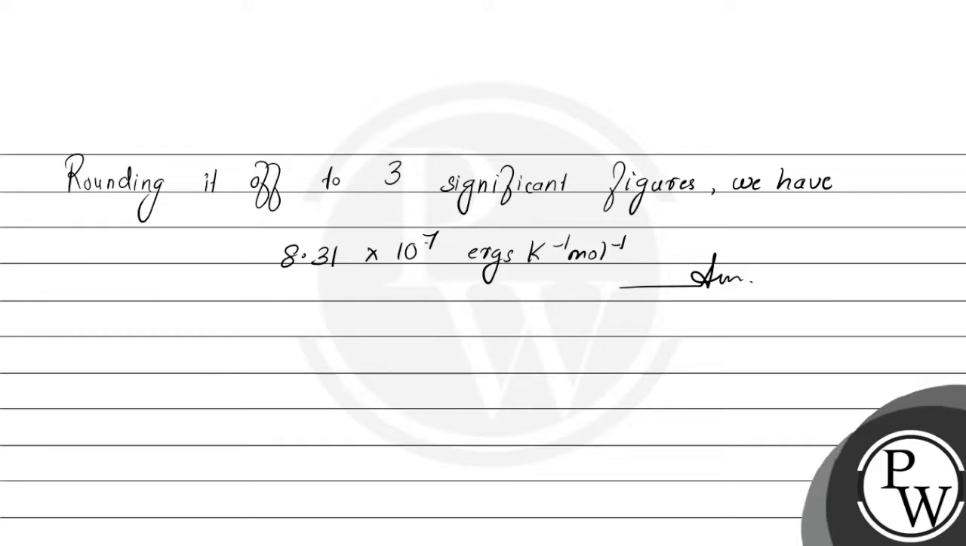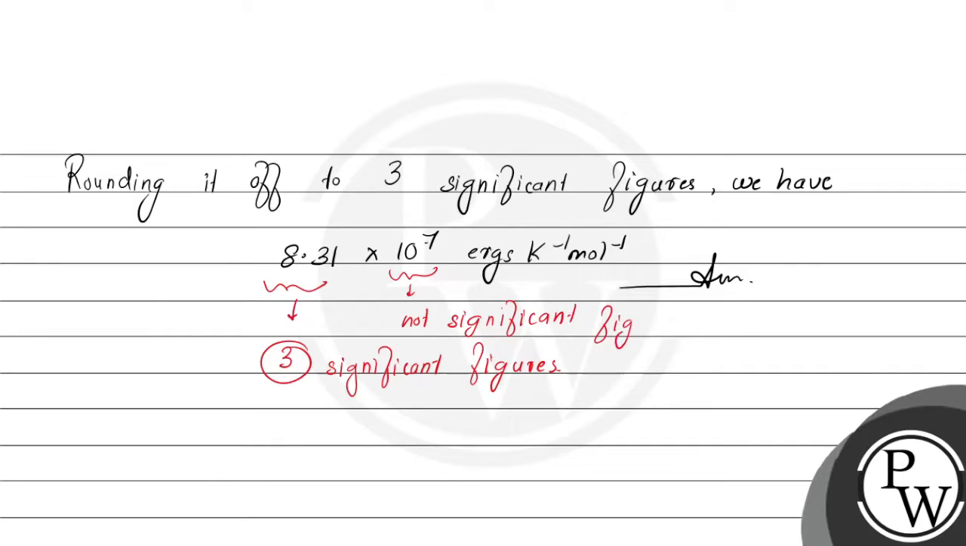यहाँ पर ये जो 8.31 पार्ट है, this is significant, this has 3 significant figures, whereas this exponential part of this particular scientific notation is not significant. That is, we can say that it has 0 significant figures. So this is your answer.